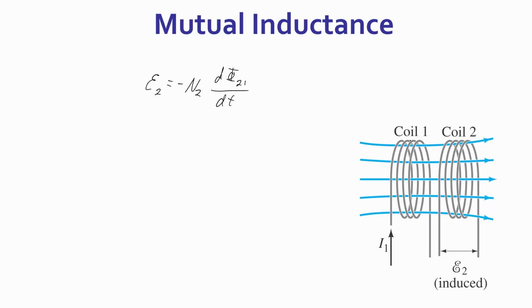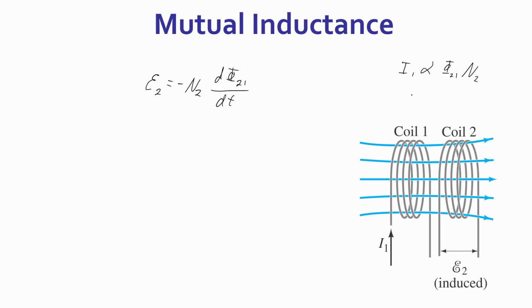Now if we think about how this magnetic field is produced, we can say that the total flux through coil 2 is the flux through a single loop in coil 2. We'll call the whole bunch of loops a coil, and a single loop we will call a loop. So it's going to be the flux through a single loop times the number of loops. We're going to have N2 here. That is going to be proportional to the current in coil 1.